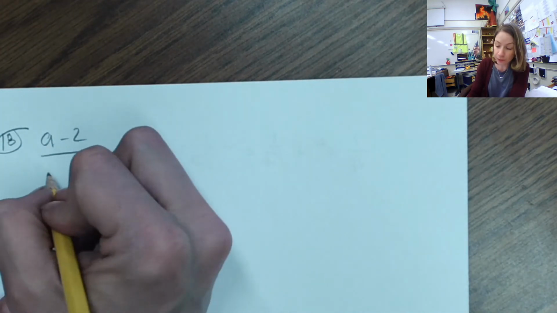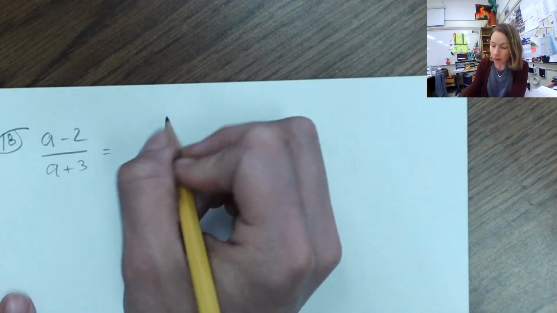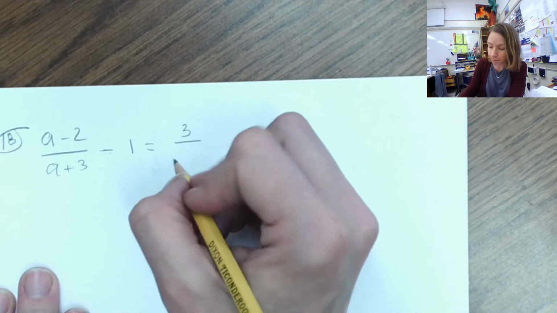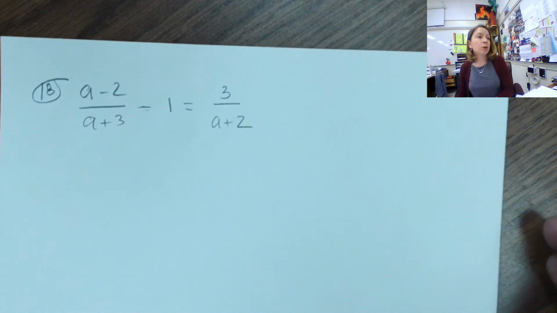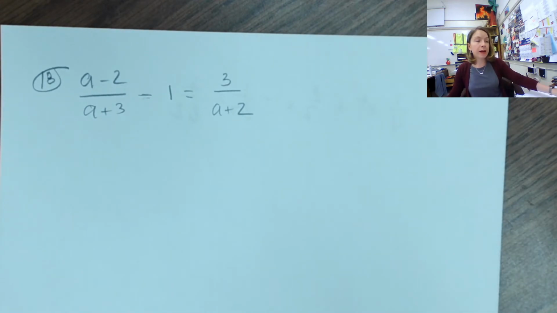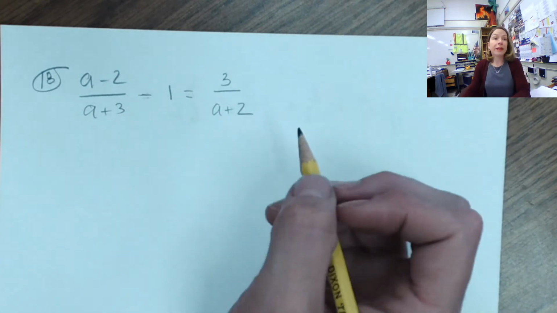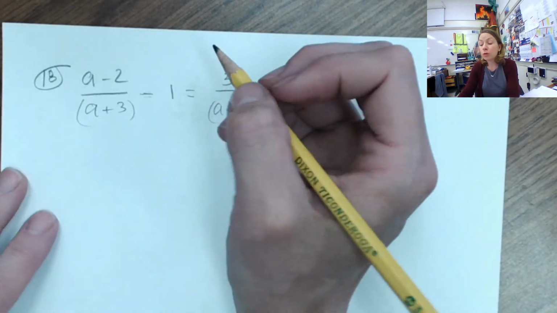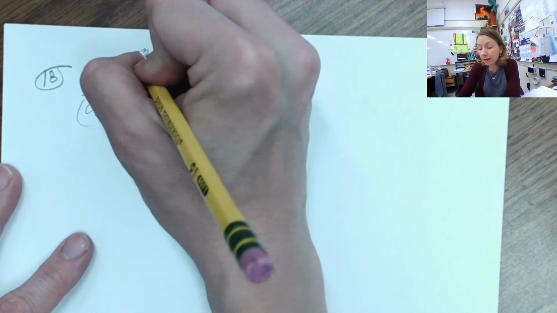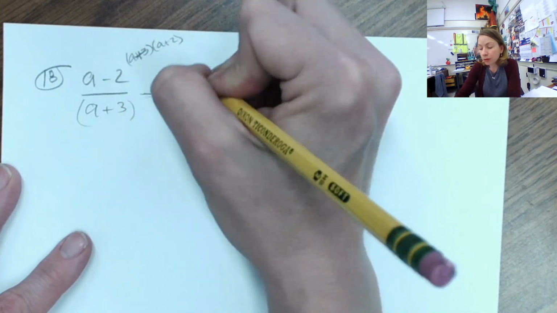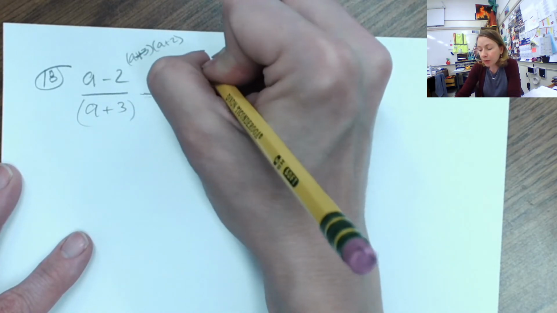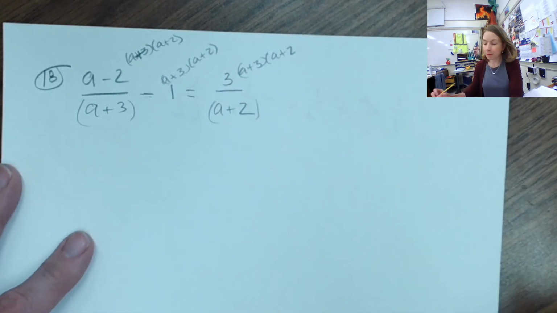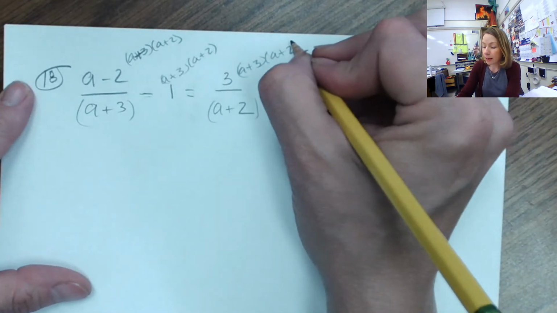Okay, so a minus 2, and then a plus 3 minus 1 is equal to 3 over a plus 2. And this is an example where everything's already factored, right? I don't need to factor it out and see what it's made of. And I know what each piece is made of. This is an a plus 3, this is an a plus 2, but my common denominator is going to have to be those two things multiplied together. a plus 3 times a plus 2. Let me make sure I wrote that down right. Yeah, I did.